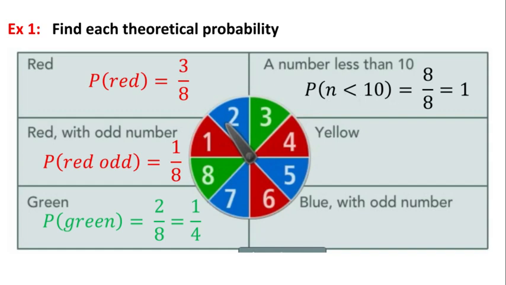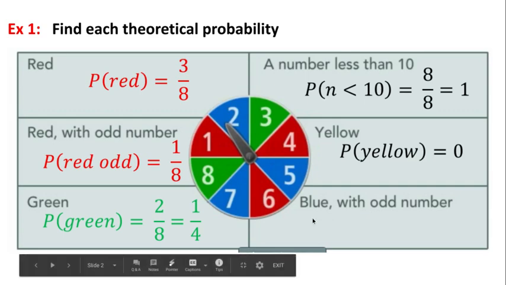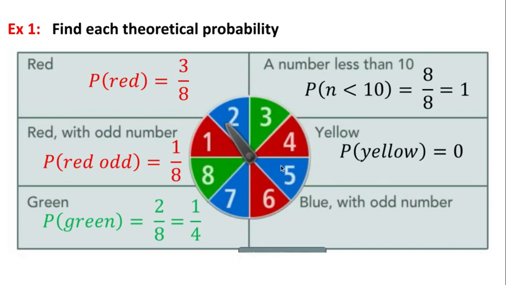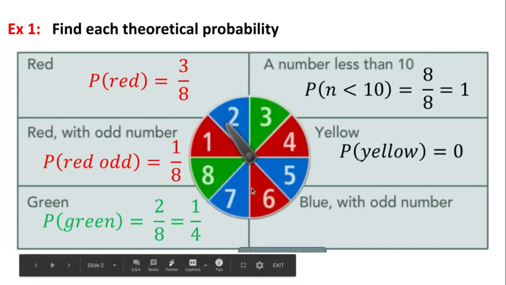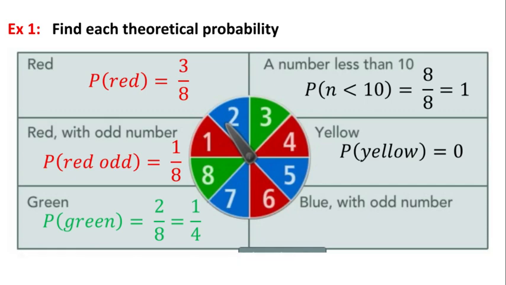Probability of getting yellow? There's no yellow, so it's 0. There's no chances that I'm going to get yellow. And last one, the probability of getting a blue with an odd number. Blue with odd, there's this one and this one. So that's 2 out of 8, but I'm not going to get fooled again. 1/4.